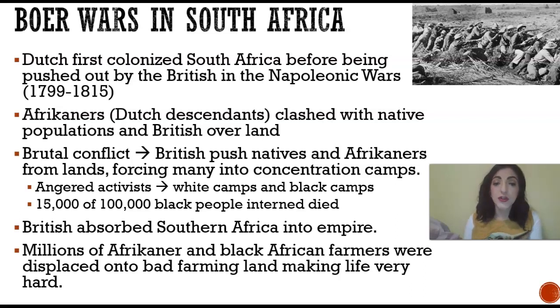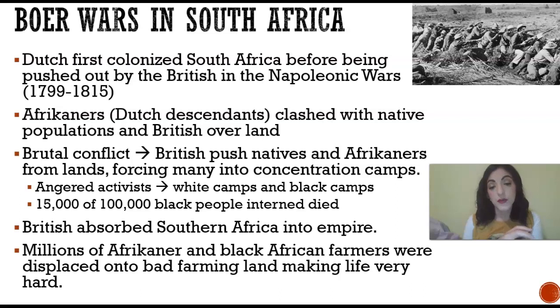It's going to lead to the British pushing the natives and the Afrikaners, even though the Dutch are white, out from their lands, forcing many of them into concentration camps. Now, the picture that you see there is a picture, so that means photographs exist. That means newspapers exist. So people are going to see photographs of white people living in concentration camps, and they will be angered and upset by this because, oh my God, Europeans are living in concentration camps. This can't be happening. Nobody bothered to really care that 15,000 out of 100,000 of the black people interned in those same concentration camps also died. They were more concerned for the white Europeans.